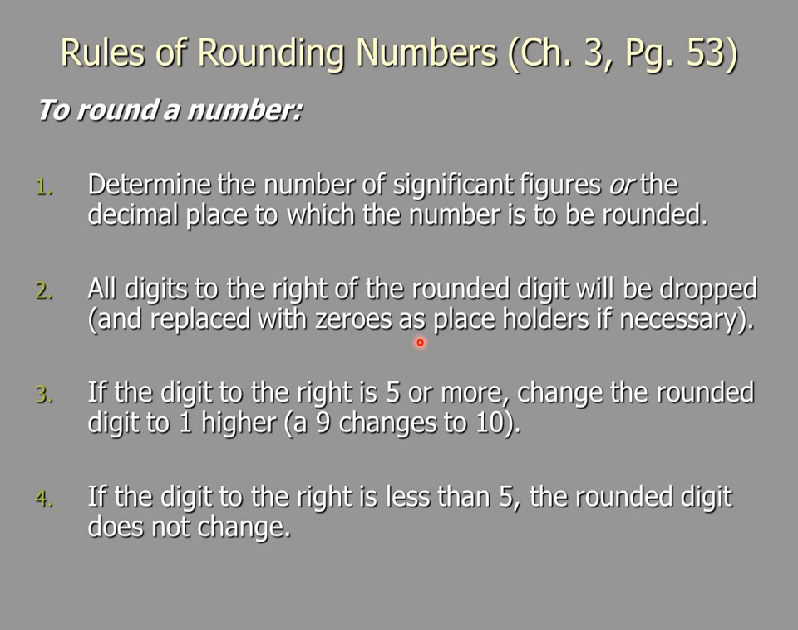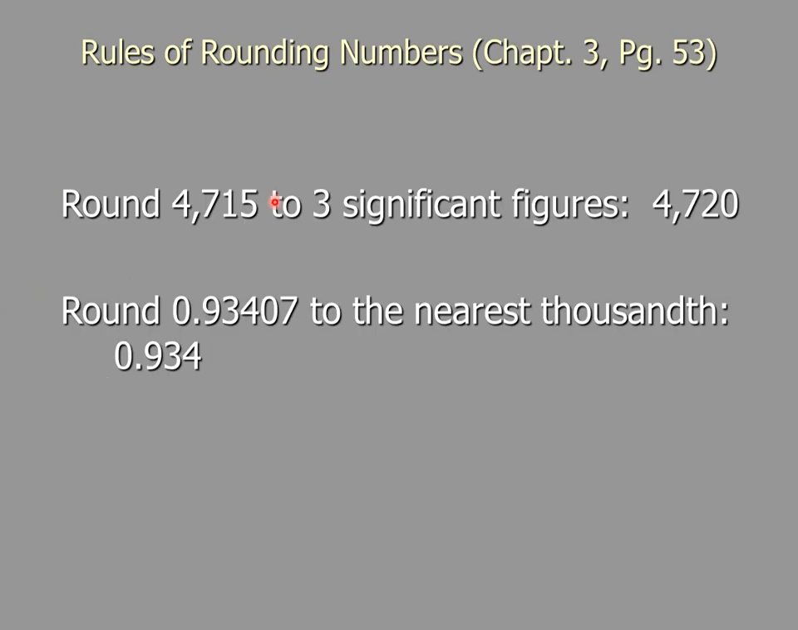What I do is, we first determine the number of significant figures or the decimal place to which the number is to be rounded. It will be mentioned in most cases, for example, round it to 2 decimal places or up to 3 decimal places. So all digits to the right of the rounded digit will be dropped. If the digit to the right is 5 or more, increase the rounded digit by 1. Less than 5, do not change anything. Let me show you an example.